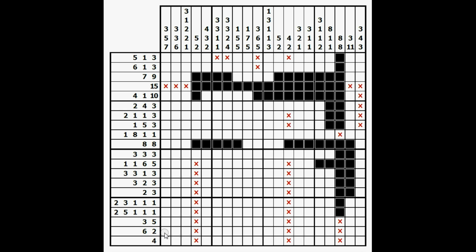This 6, there's not room for 6, so those have to be X's. When you look here, 7 won't fit there. 6 won't fit there. 1 will. Okay.